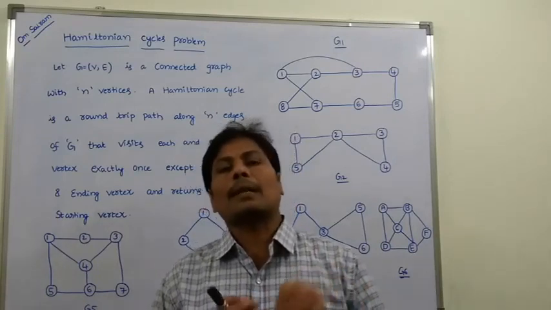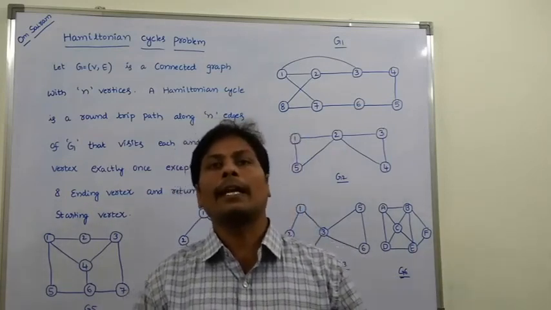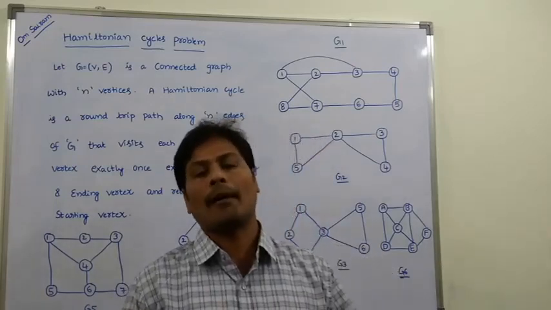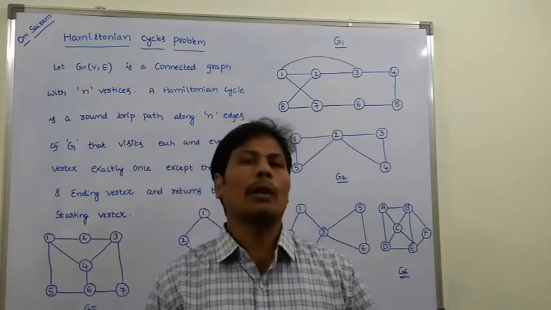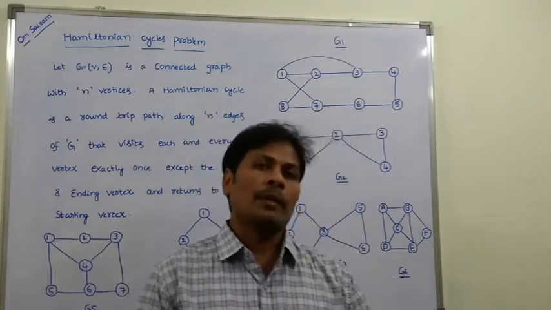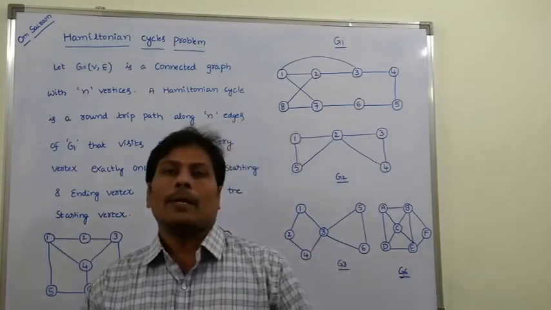We can take some example graphs and find out whether any Hamiltonian cycles exist in those graphs or not. We have to learn these topics in this video. So first of all, what is a Hamiltonian cycle?